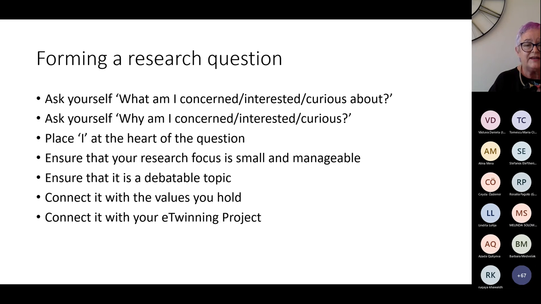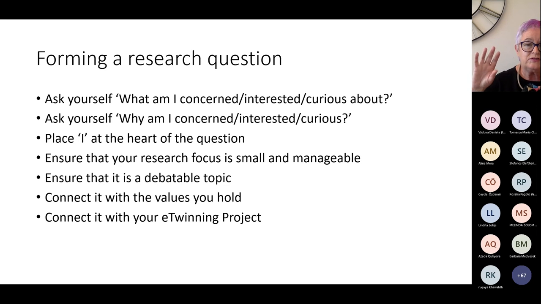Okay, so forming a research question. If you're going to go on and do an action research project, it's always a good idea to form a research question. So ask yourself questions like, what am I concerned about? What am I interested and curious about, like we just did? And asking yourself why this is the case, which we'll do in a few minutes, helps you to form that research question, because you begin to take notice of what is really important for you right now. And obviously we place myself at the heart of the question.